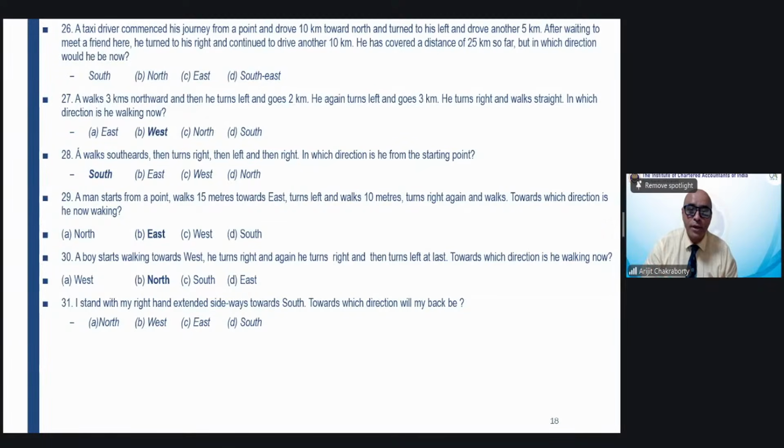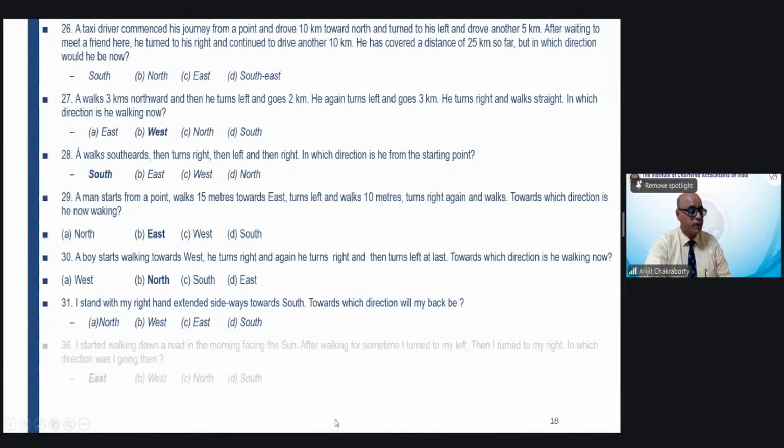Many of you might be doing Surya Namaskar in the early morning. If you face towards the east and stand like this, you will see your right hand is facing the south, which means your face is towards the east, your right hand is towards the south, your left hand is towards the north. So your back is facing the western side. Question number 31. West. Very good. Well done. So we have Subhash, Tejaswini, Garvit, Priyanka. Very well done. Good.